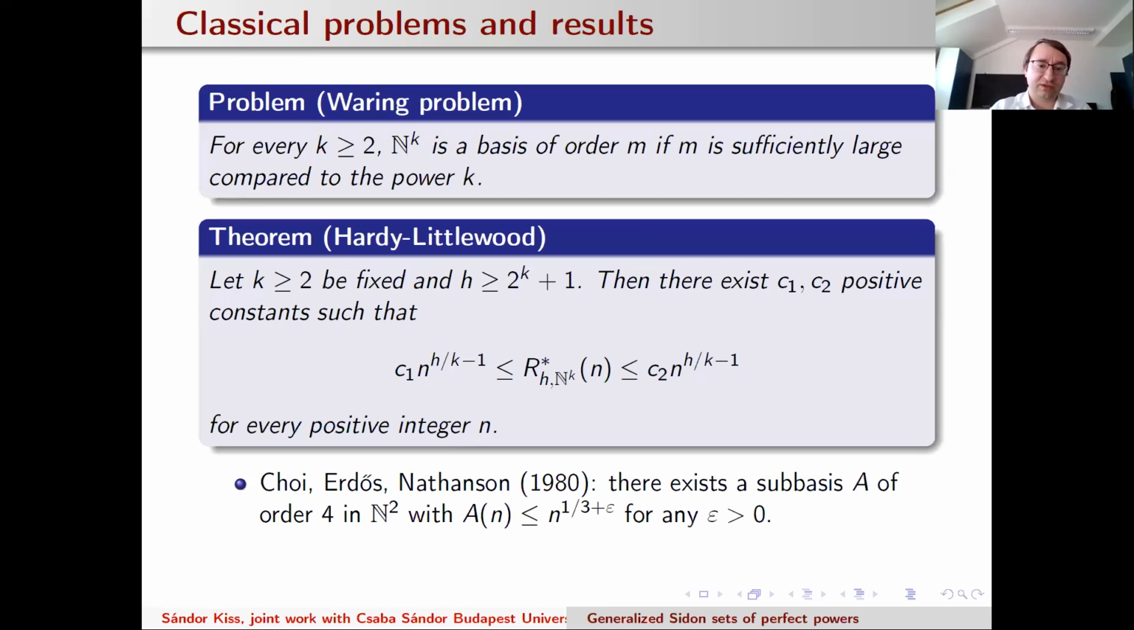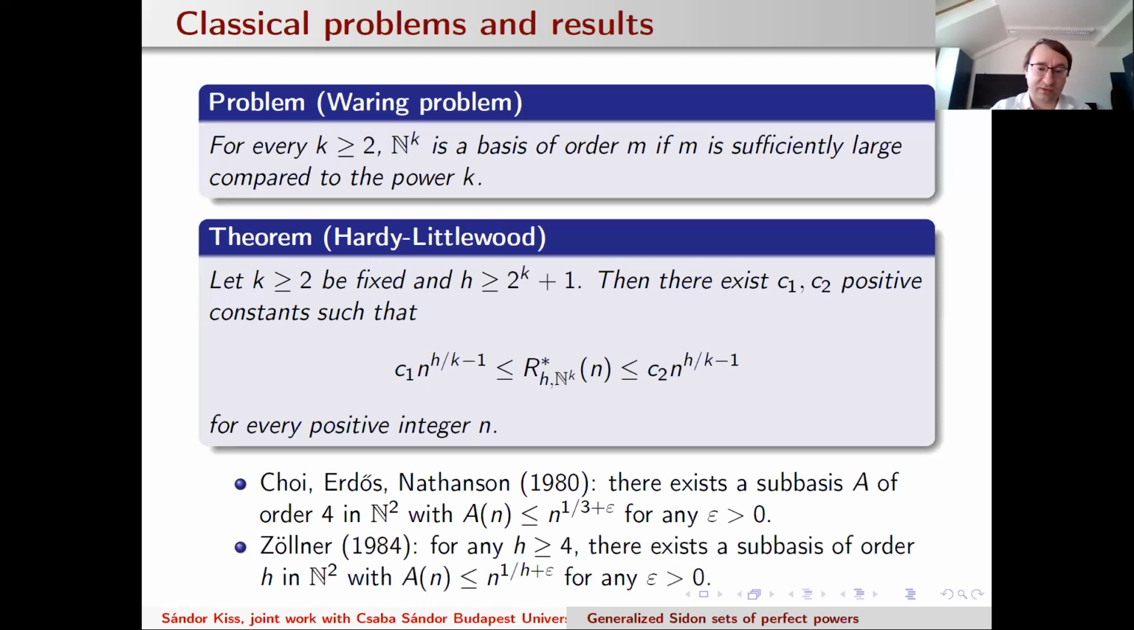Many years ago, Choi, Erdős, and Nathanson proved that there exists a sub-basis of order 4 of the non-negative squares such that the counting function is at most n to the power of 1/3 plus epsilon for any positive epsilon. Later, Zöllner improved their results. He extended the results to any h which is at least 4. He proved that there is a sub-basis of order h of the squares such that the counting function is at most n to the power of 1 over h plus epsilon for any epsilon.